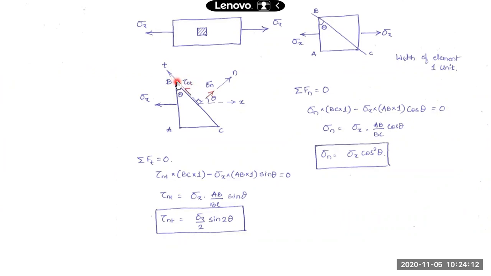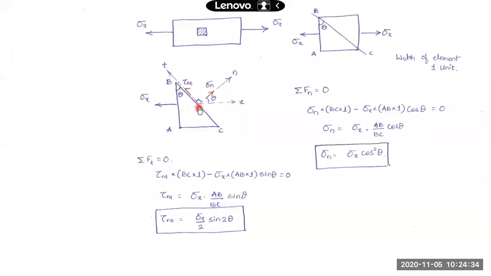So tau nt acts on this face BC. Tau nt into BC into 1 unit width is one force: stress multiplied by area. Tau nt into this BC into 1 is one force along the t direction, acting along t, so positive sign.